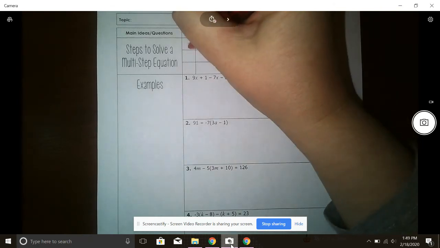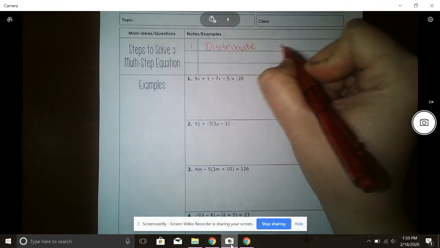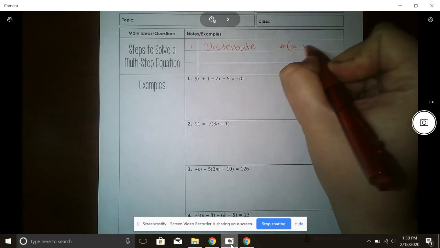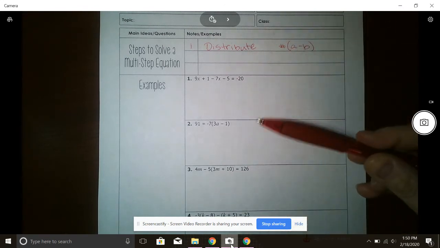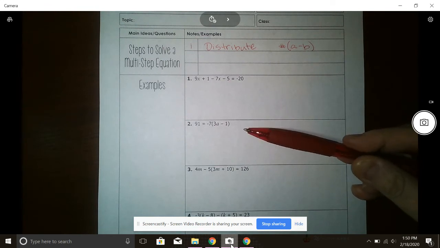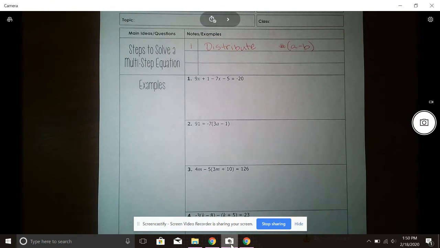There are a few things to keep in mind before you solve a multi-step equation. The first is look for anything that needs to be distributed first. You'll know when you need to distribute when you have a number beside a set of parentheses with terms on the inside. Looking down the page, I see a chance to distribute in number 2, number 3, number 4, and number 5. Number 1 doesn't have that set of parentheses, so we won't be distributing there.